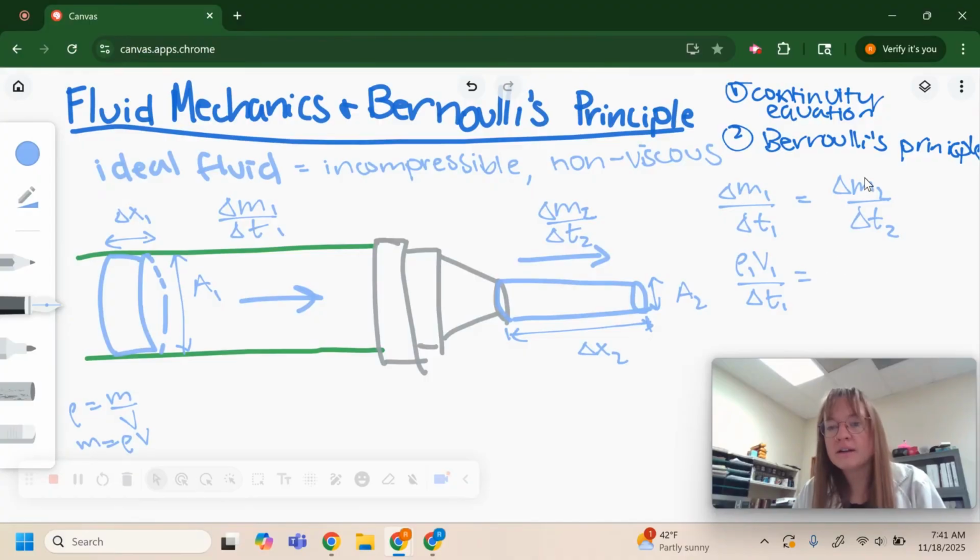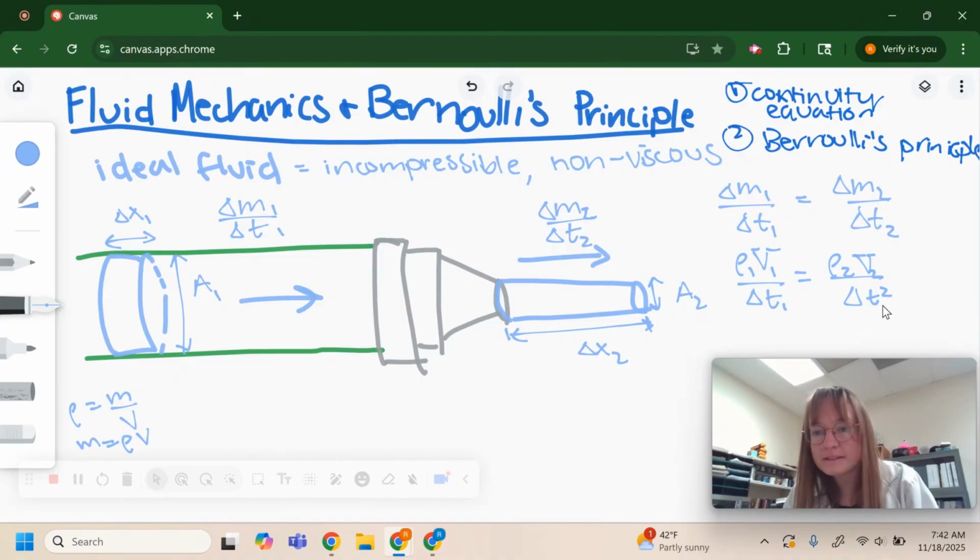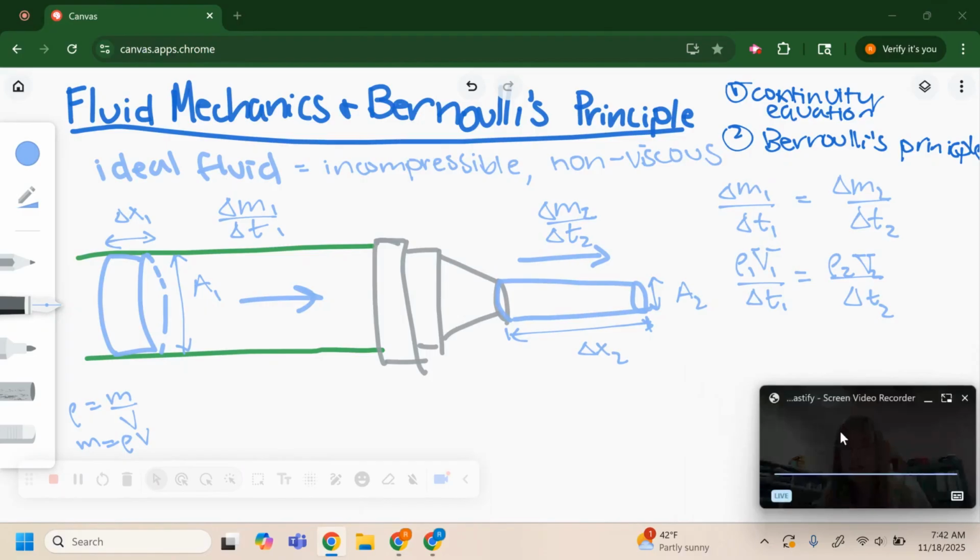And over here, we have the density of that water over there times the volume of this water over here, divided by the amount of time. Now that I put hats on one, I should probably put hats on both. Okay, good. So this shows us two expressions for what we just said. It's the mass per time for both sides, except we translated it into density and volume.